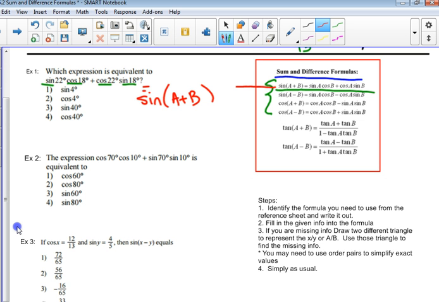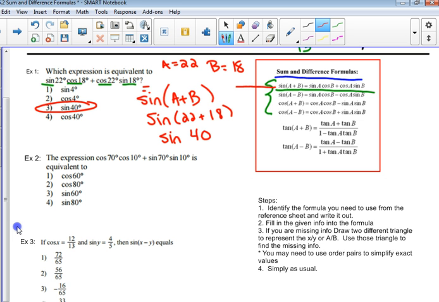Now, in our problem, what do you think is the value of A? 22. Good. So A is 22. What's the B? 18. Great. So if I did sine of 22 plus 18, what would that give you? Sine of 40. Great. That's it. It's more just matching it up to a pattern. They give all this stuff to you.